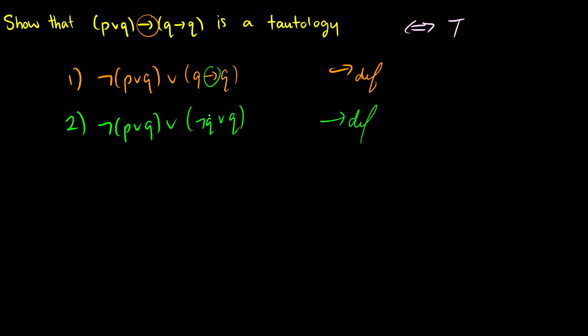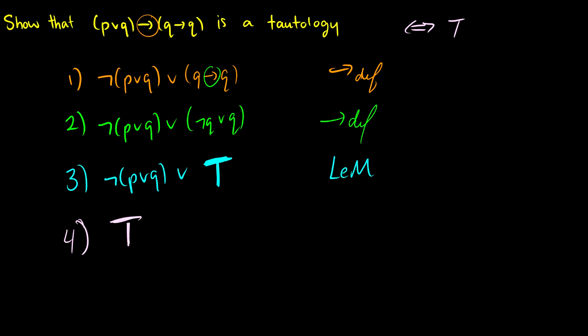Here we see not Q or Q. So this is always going to be true, because this is the law of the excluded middle. So in the end, we're going to have not P or Q or true. I'll just call it law of the excluded middle. And then for 4 here, if we have something or true, remember it's always going to take the upper value with the or, and true is always true, therefore the final statement is true. So we have proven that P or Q, arrow Q, is a tautology.